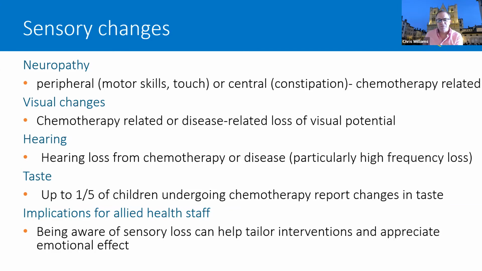Visual changes could be from chemo or from disease and related loss of visual potential. Hearing loss from chemotherapy, particularly high frequency hearing loss in many children that get platinum-based chemotherapy. It's a late effect that they live with and is permanent. And taste, about 20% of children actually undergoing chemotherapy will report some change in their taste in food. And so that can impact from a nutritional point of view as well. Being aware of sensory loss can help tailor our interventions and help appreciate that emotional effect.